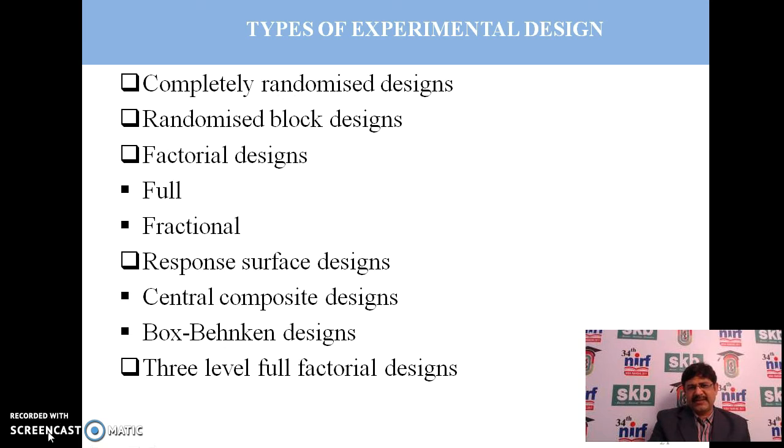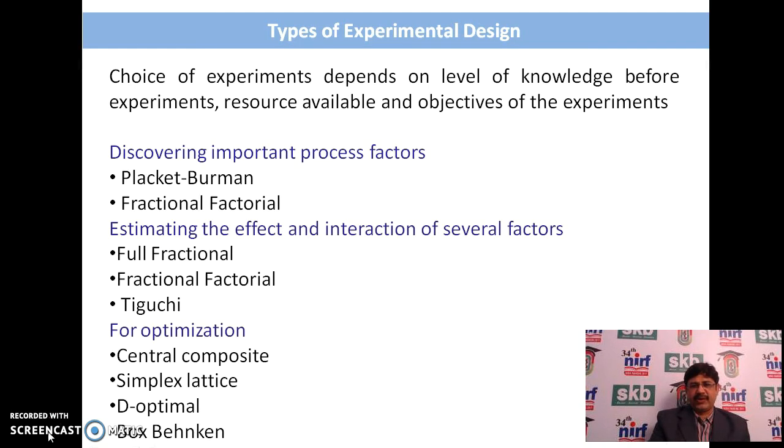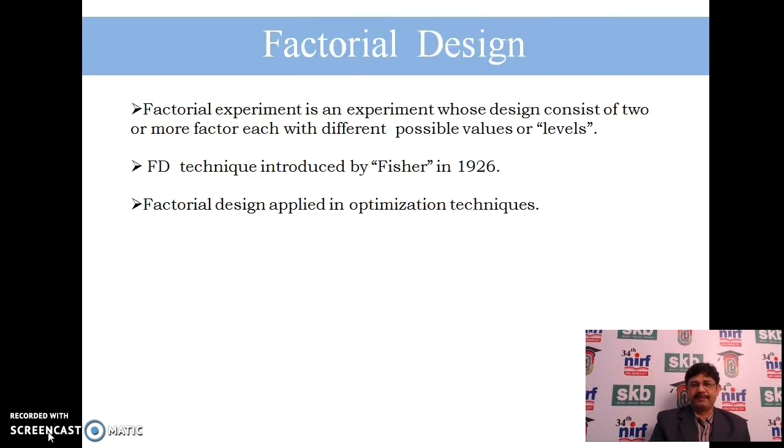So we will discuss the various types of experimental design, like completely randomized design, randomized block design, factorial design, full and fractional, and response surface design. It may be central composite, Box-Behnken, and 3-level and 2-level full factorial design. Choice of experiment basically depends upon the knowledge level, the resources available and the objective of the experiment. For example, for discovering the important factors, we can go for the Plackett-Burman fractional factorial. For estimating the effect and interaction of several factors, we can have full factorial and fractional factorial and Taguchi design. For optimization, we can go for central composite, simplex, lattices, D-optimal and Box-Behnken design.